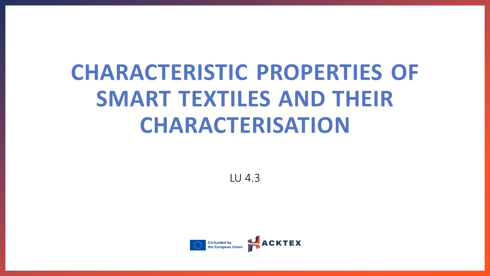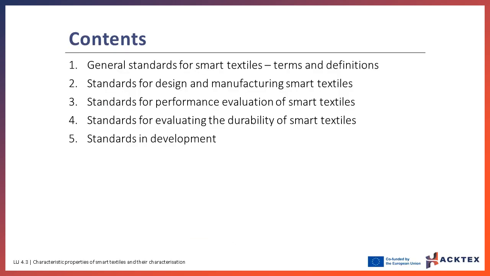There is a huge need for standardization in the domain of smart textiles. The lesson will present the currently existing standards used to characterize the processability and performance of smart textile products and materials with integrated functionalities. The lesson is divided into 5 chapters, dealing with terminology, standardized aspects of design and manufacturing, evaluation of performance and evaluation of durability. The last chapter includes standards to be published in the near future.